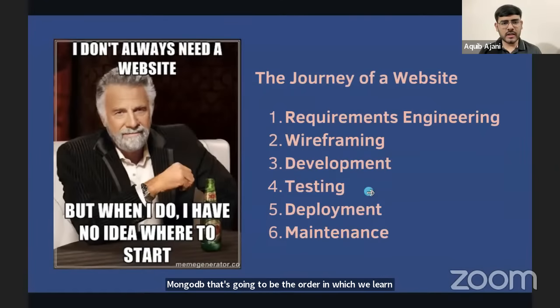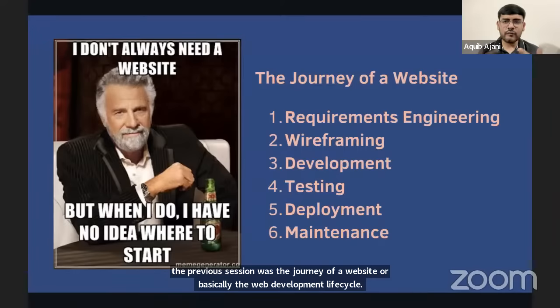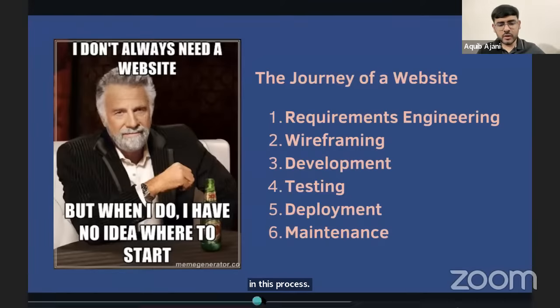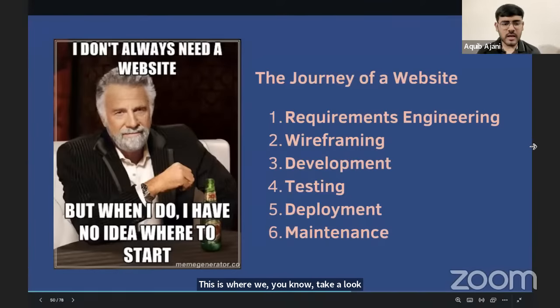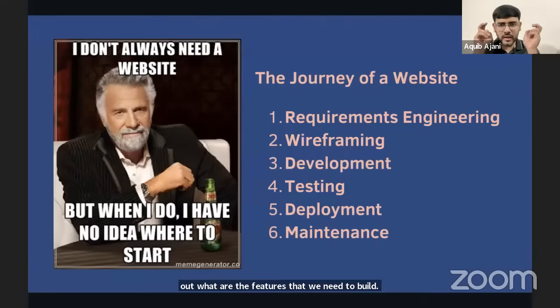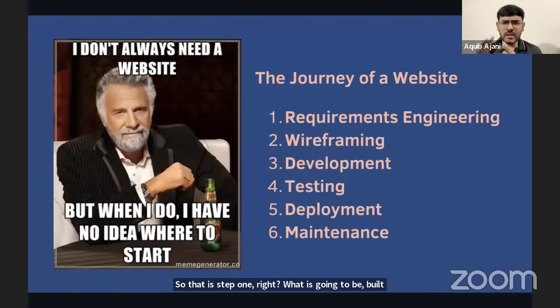The second thing that we discussed in the previous session was the journey of a website, or basically the web development lifecycle. We also call it SDLC, the software development lifecycle. We discussed that there are six major steps in this process. The first step is requirements engineering. This is where we figure out what features we need to build. What is going to be built, or what is required in the system? When we start building a project, we'll discuss this in more detail and understand what an SRS document is. But basically, requirements engineering is figuring out what needs to be built.